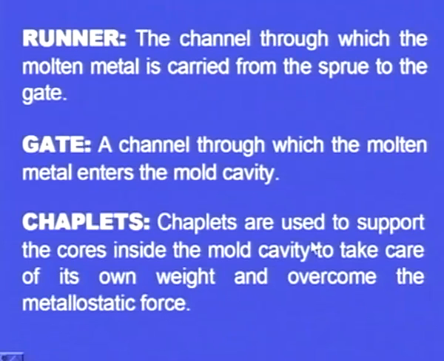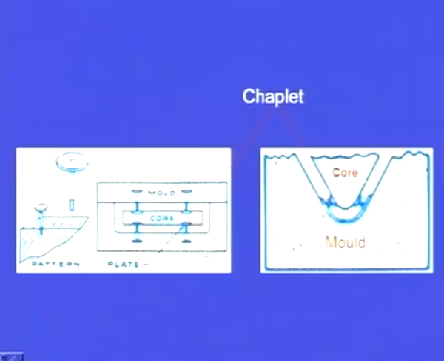Chaplets. Chaplets are used to support cores inside the mold cavity, to take care of the core's own weight and to overcome the metallostatic force. Here we can see this is the mold, this is a core, and this is the chaplet. This is one chaplet, and again this is another mold, and here is a core, and here is one chaplet, here is another chaplet, another chaplet. These chaplets support the core when the core has to be suspended inside the cavity, and they are made of the same material as the casting. When we pour the molten metal, the chaplets will fuse and become part of the casting.